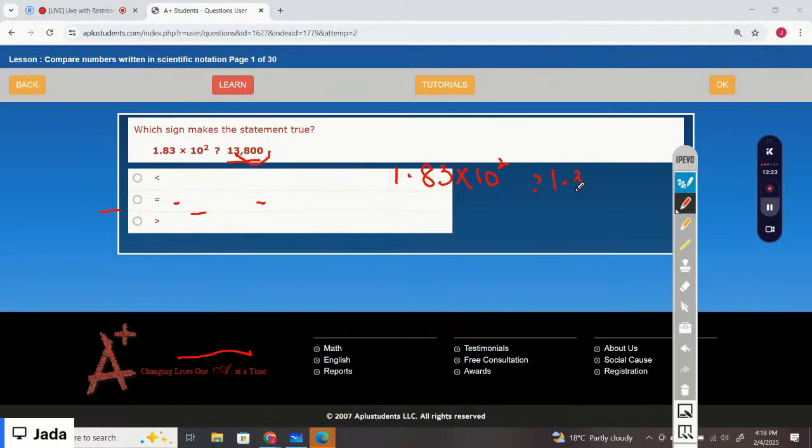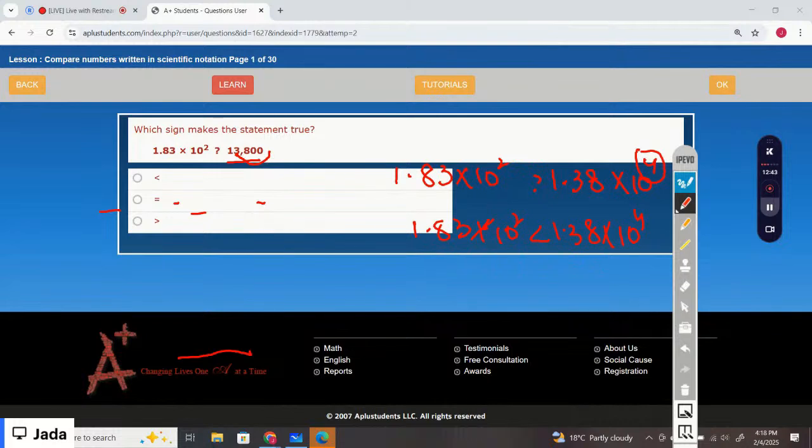That is 1.38 times 10 exponent 4. Look at the coefficients. This one is greater: 4 is greater than 2. So 1.38 times 10 exponent 2 is less than 1.38 times 10 exponent 4.